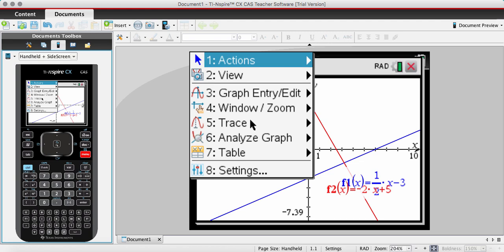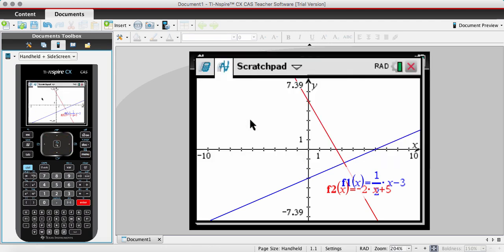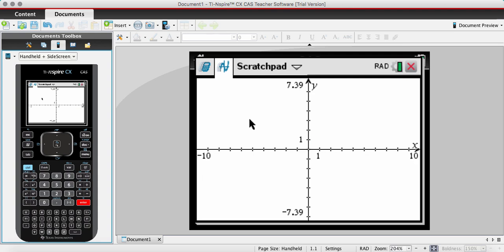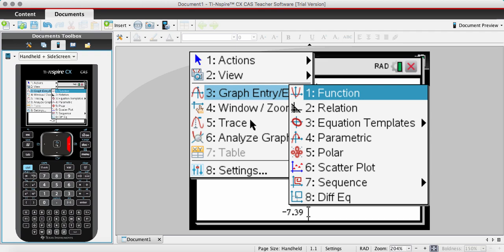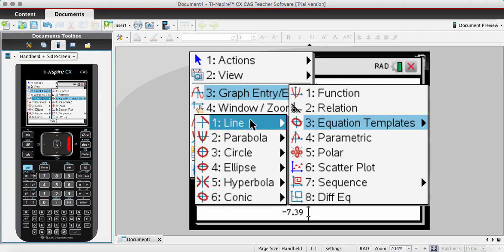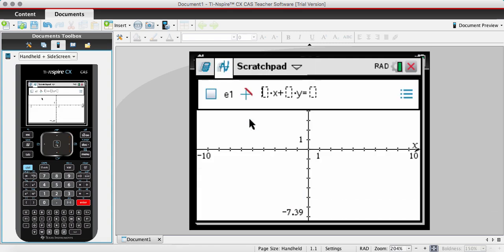Okay, so let's look. I want to delete everything in here first so I can show you how to do it. So go delete everything and then go to menu and then go to graph. And then we're going to go down to equation template. Now in equation templates, you've got several different templates. We have only covered the line template. So we've only done linear functions, so we've only done a line. So you're going to go to line. And there's also an equation template for slope-intercept form, a vertical line, which is x equals, and then a line in standard form. So we're going to go down to standard form.